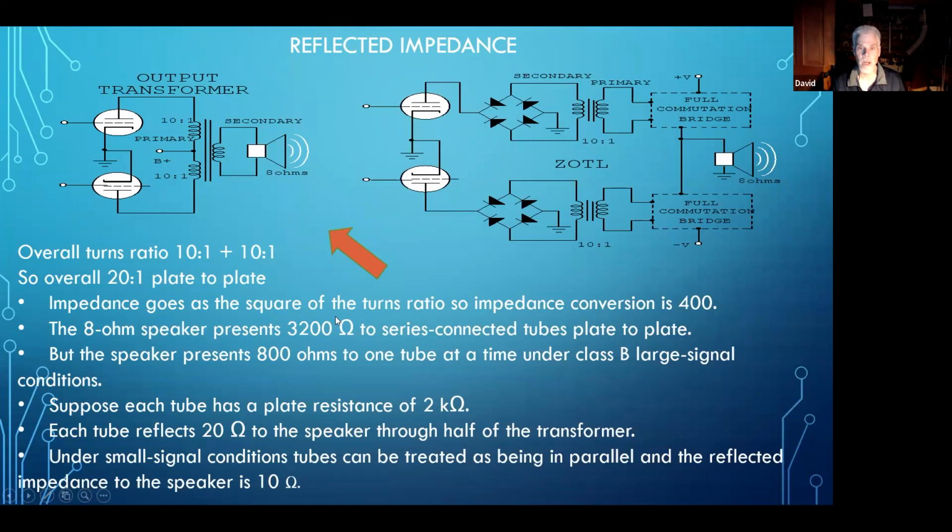Impedance goes as the square of the turns ratio, so the impedance conversion is 400. So an 8-ohm speaker presents 3,200 ohms to the series-connected tubes, plate to plate. In other words, reflected back through the transformer, the 8-ohm speaker is presenting a 3,200 ohm load to the plate-to-plate connection of the tubes.